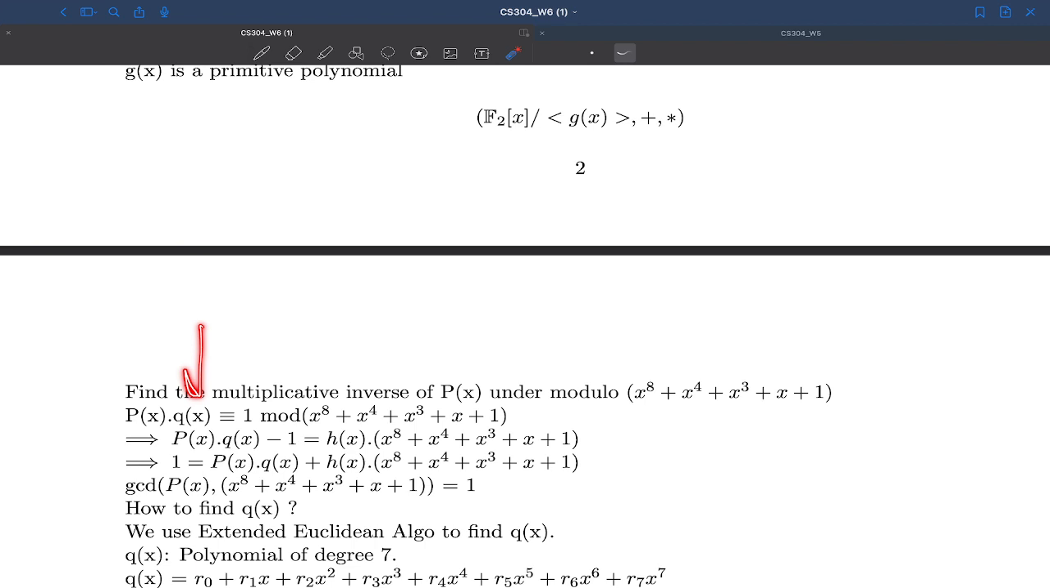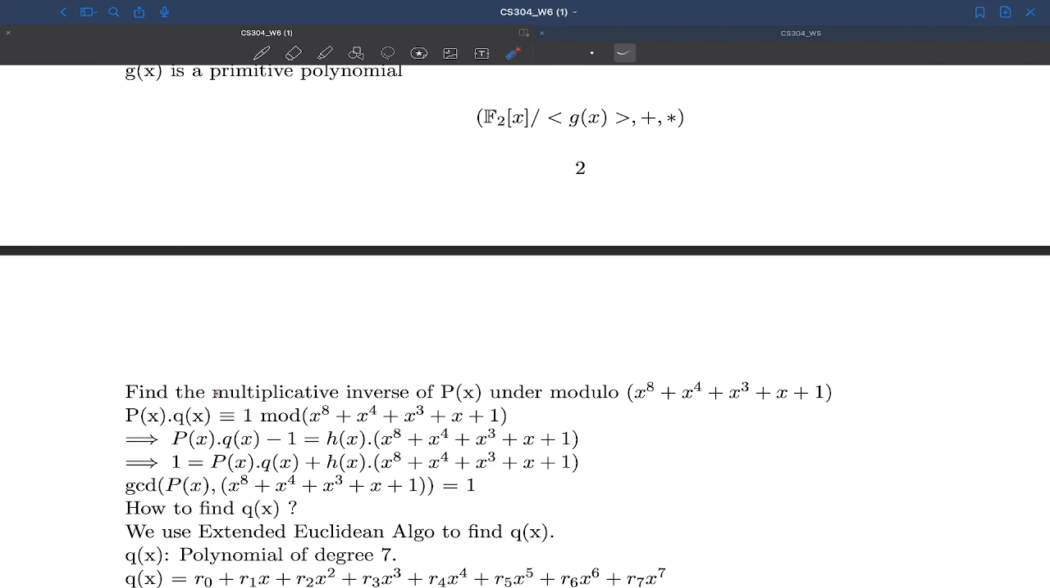Multiply a polynomial. If you are able to find a polynomial qx, on multiplying with px, I am getting something, and I am taking its modulus with this gx polynomial. By doing that, if I am getting remainder 1, output 1, then I can say that qx is the inverse of px. Let's say this happens.